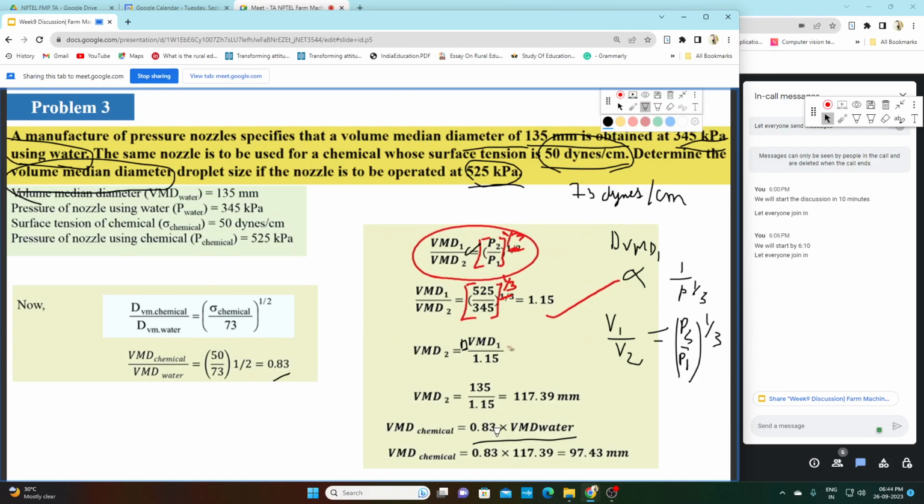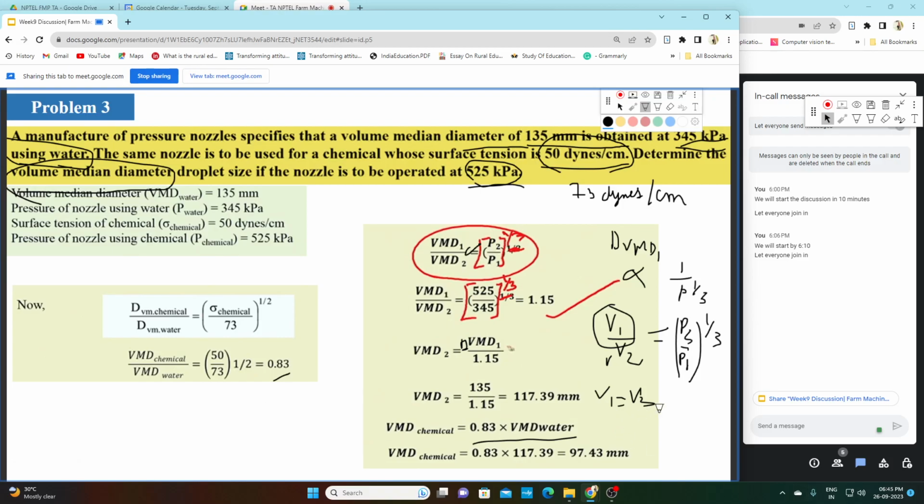So as we know this, V2 is fixed. We also know P2, which is 345 kilopascal, and now we have to find P1. We also know that is 525 kilopascal. Now we have to find V1. So V1 will be equal to V2, which we got from here: VMD that is 135 millimeter into 0.83. Okay, that is V2.